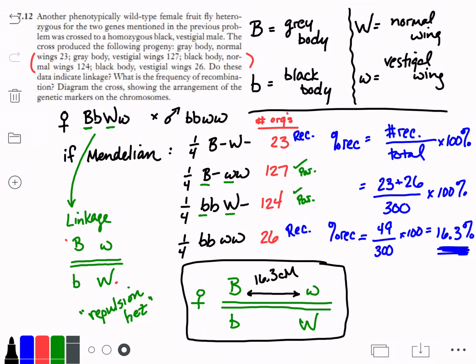From that, if we went on to do predictions or anything like that, we wouldn't use our Mendelian expectation of 25% in each case. We would say we'd expect the offspring to have 16.3% recombinant and the remaining 83 and change percent parental. Once you've looked this one through, I encourage you to try problem 7.11, which is a similar gene organization. The numbers are different, which means that your results will vary slightly. Good luck.